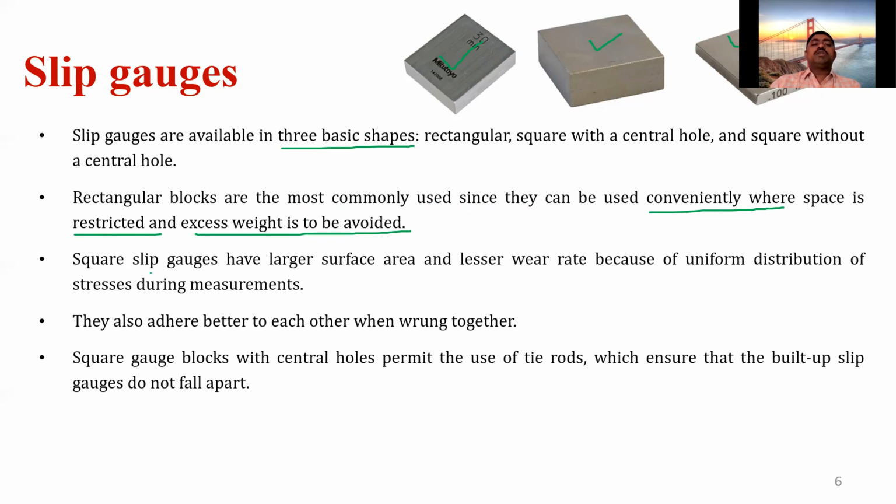Square slip gauges have a larger surface area and less wear rate because of uniform distribution of stresses during measurements. These slip gauges can also adhere better to each other when they are rung together. And square gauge blocks with central holes permit the use of tie rods, which ensure that the built-up slip gauges do not fall apart.